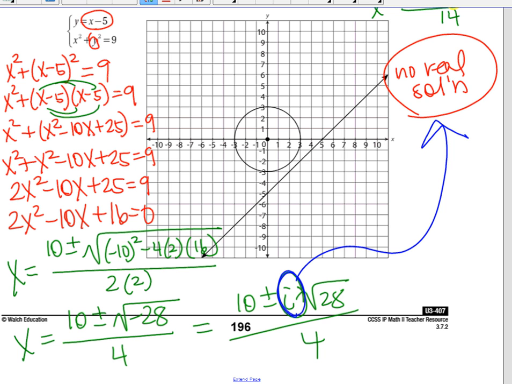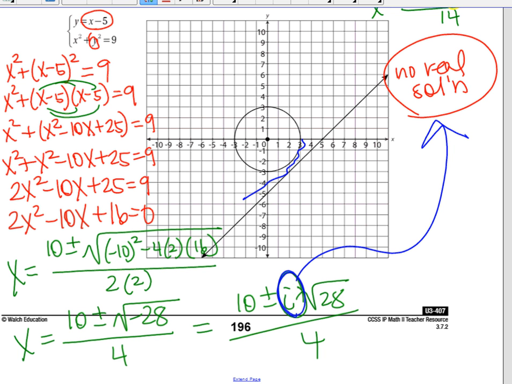That's why my graph never intersects right here. There's all that space between. So that's how the graph is connected to the algebra. If you're doing it algebraically and you come up with an imaginary answer, that means if you were to graph those 2 or 3 or however many, I mean, we're going to focus on 2, but the lines would never intersect with the graphs. Okay.